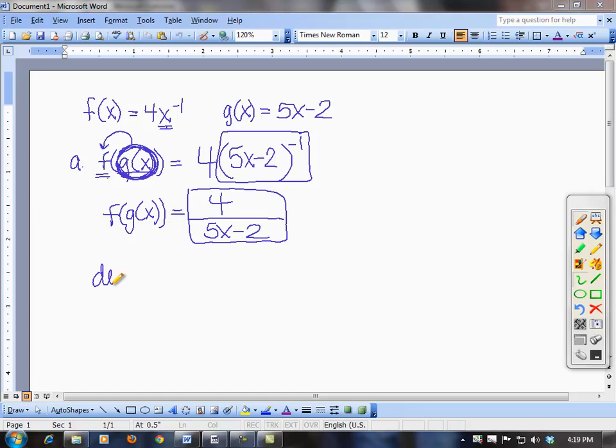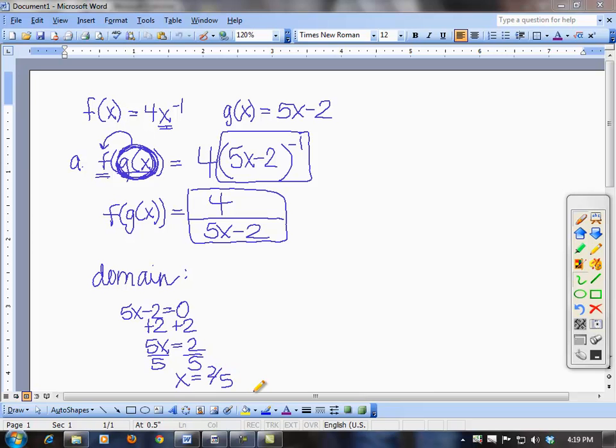In this, they also ask you for the domain. The domain of fractions is basically all reals except where the denominator is 0, because you cannot divide anything by 0. You get something that's undefined. So what we're going to do is set our denominator equal to 0. We're going to say 5x minus 2 equals 0, and we're going to solve. And we get that x is 2 over 5.